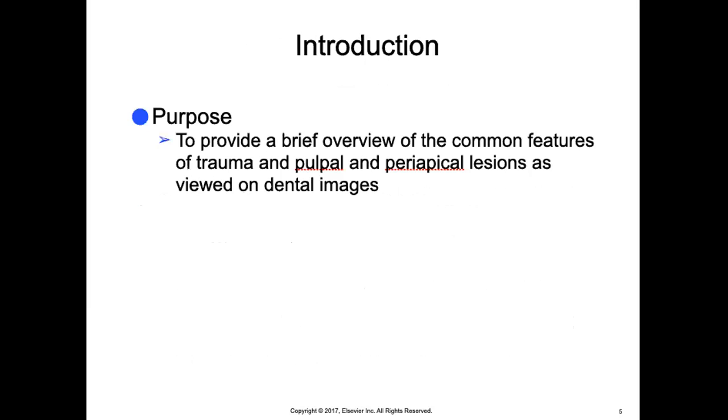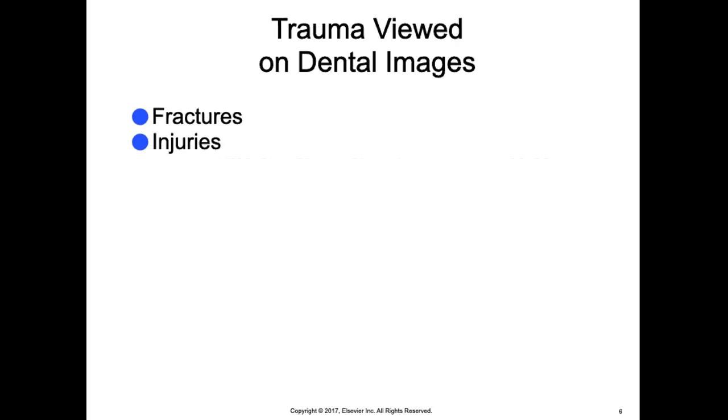So the whole purpose of this chapter is to provide a brief overview of the common features of trauma and pulpal and periapical lesions as viewed on the dental image. So changes associated with trauma, resorption, and pulpal and periapical lesions can all be viewed on dental images. Trauma may result in fractures of the jaws and the teeth, as well as the displacement of teeth.